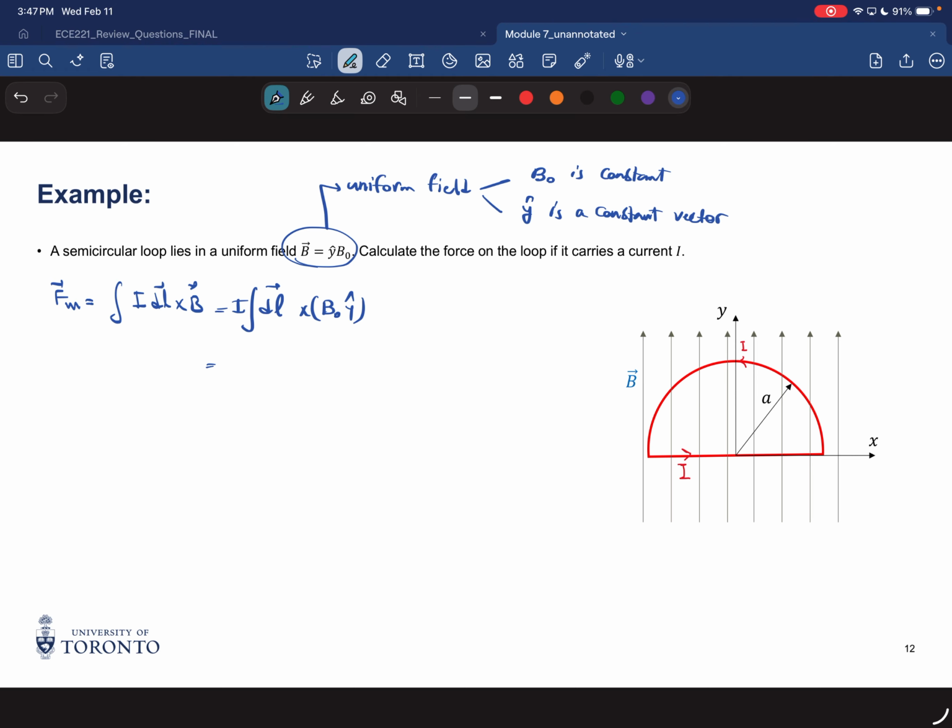How do I find this? I split it into two intervals, one for the first section and one for the second. For the first one dl is dx, and for the second one I use r and theta. Exactly. So let's go. We have two sections. dl of 1 to 2 is going to be dx x hat, and then dl from point 2 to 1, what would that be?